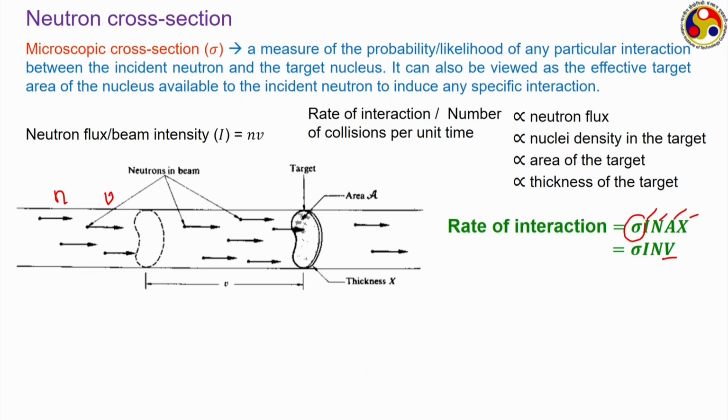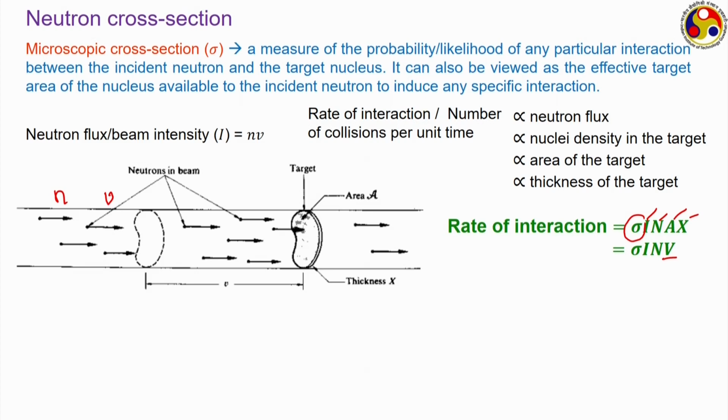So, neutron cross section can then be visualized this way, as the constant of proportionality as well. Or we can also say, if we are talking about a neutron beam of unit intensity, and the number of nucleus density is also 1 in the target, then the rate of interaction per unit volume of the target is equal to the neutron cross section, or the microscopic cross section.